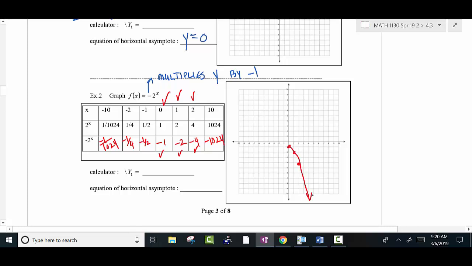then it's still going to go towards the x-axis. It's just all these fractional values are just underneath the x-axis like that. So that's what that negative does. It impacts the y values by making an opposite. And in the calculator, you just put -2 to the x. The horizontal asymptote is still y equals 0.